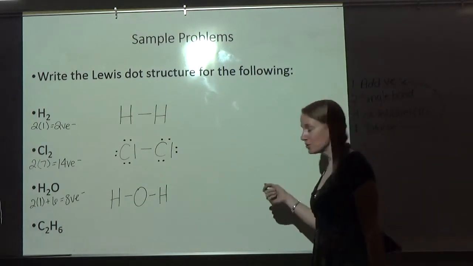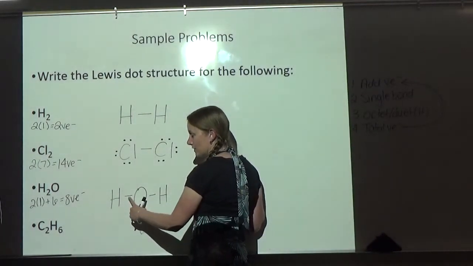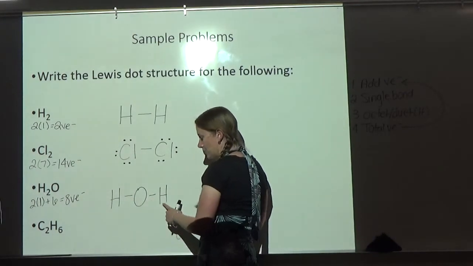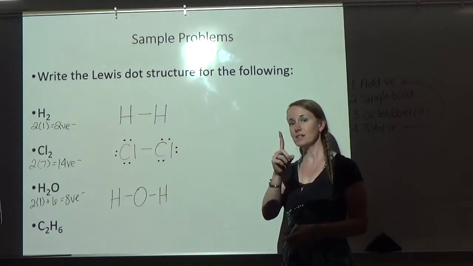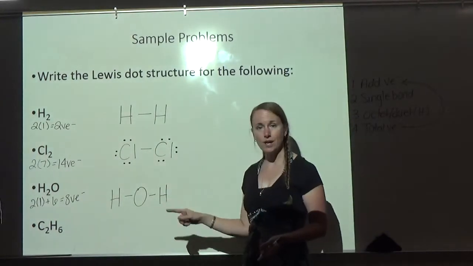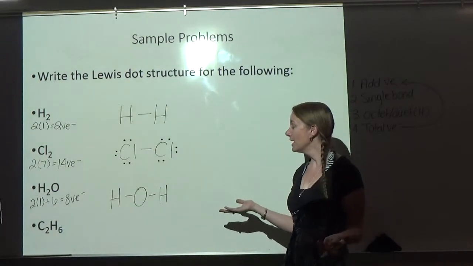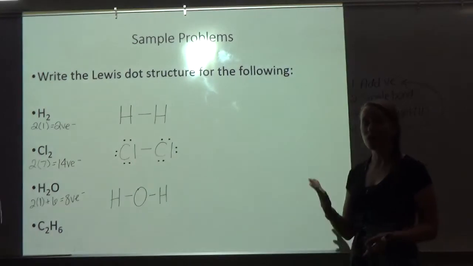So let's check our hydrogens first. So remember, it needs 2. Well, every bond is 2. So this hydrogen has 2. This hydrogen has 2. That's the easy thing about hydrogen. It will always have 1 bond, which is 2 electrons. It will never have any extra dots, because once it's bonded, it has 2. It will never have more than 1 bond, because once it's bonded once, it has 2.